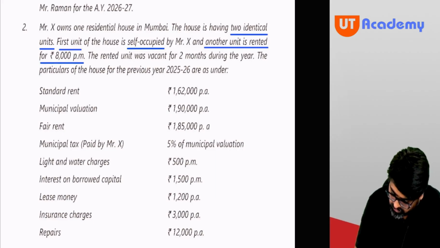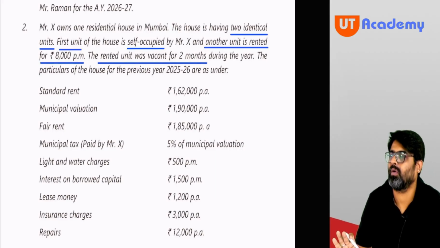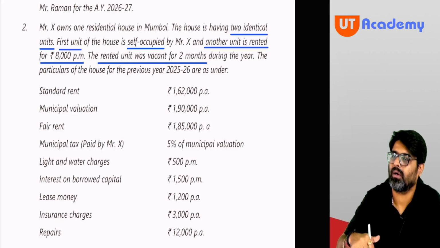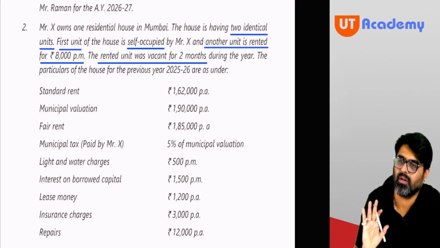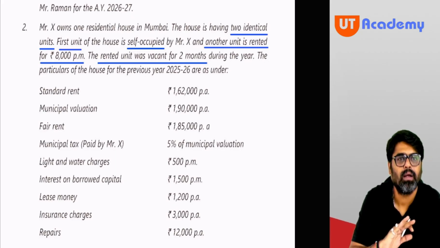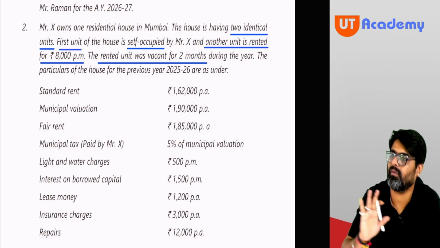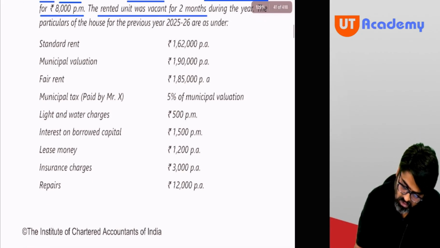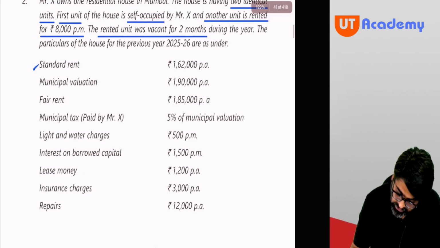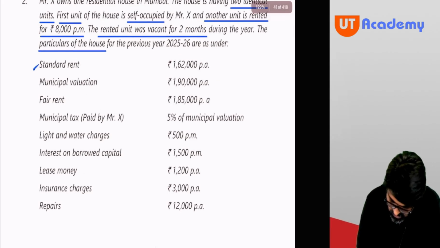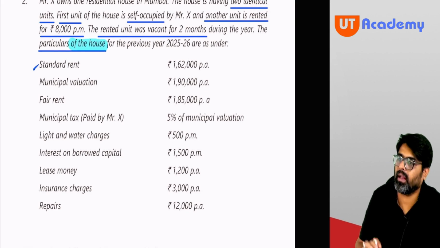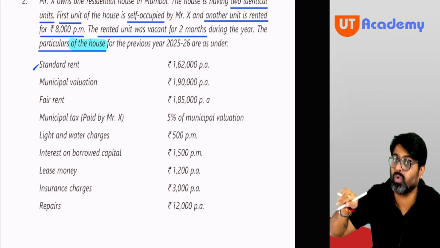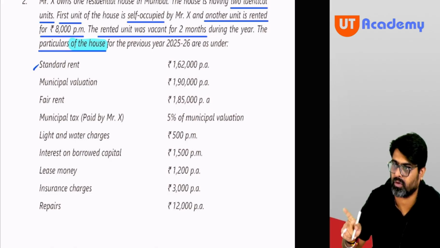The rented unit was, this time now, in your let out portion, they are bringing vacancy also. Do we know how to calculate income from a unit when there is a vacancy? Yes. That same logic we are supposed to apply here. Yes or no? Now, what are the particulars? Standard rent is given. They are saying the particulars of the house, meaning given for one unit or for the full house. The full house is divided into two equal parts. We are supposed to divide this also into two equal parts.